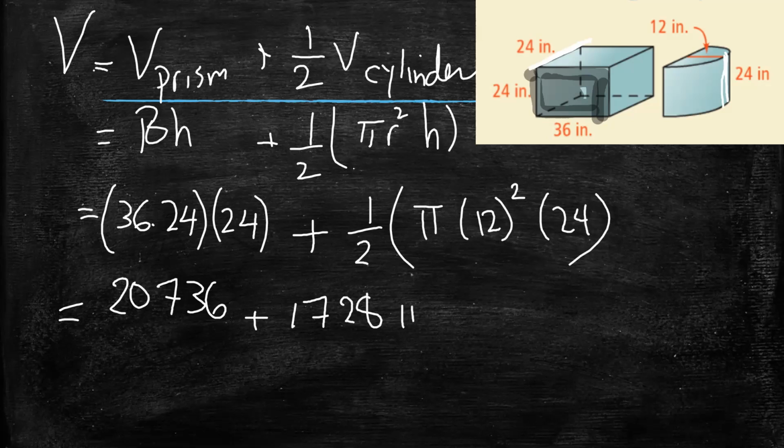107.28 pi times 22 over 7. The answer is 26,965. Plus 20736. So the total volume now is 26,166 cubic inches. Is it clear for the composite shape?